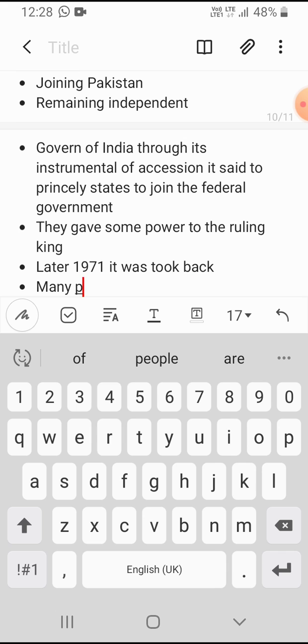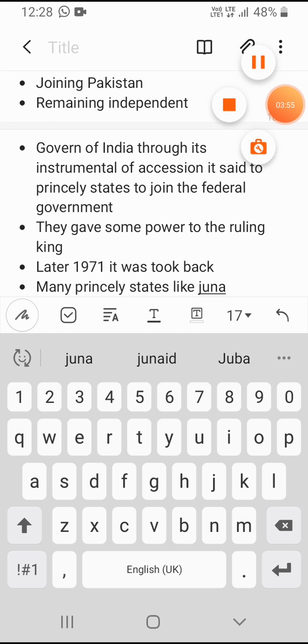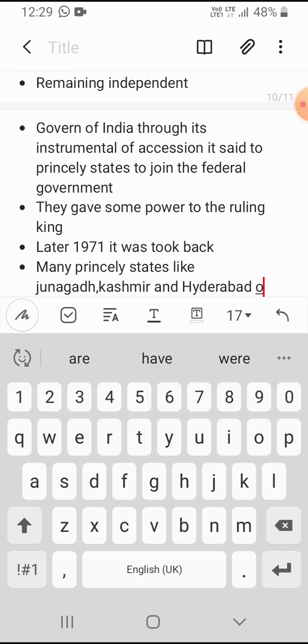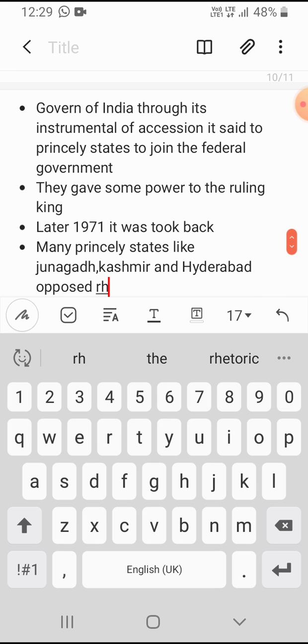Many princely states like Junagadh, Kashmir, and Hyderabad opposed this. They said they will not join.